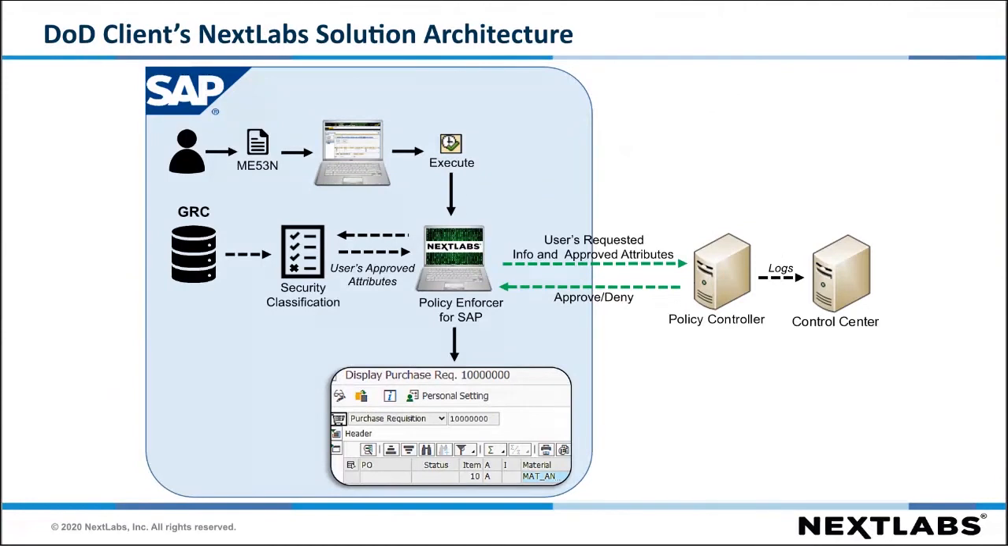John? Sure. So we talked mainly high level here, but I think this is the best diagram to show some of the more specifics of the solution that we implemented. As you see here, this is kind of a user level view of how the solution was implemented at this client. So ME53 is the view purchase requisition transaction for SAP. So a user might execute that. They might look for a specific purchase requisition.